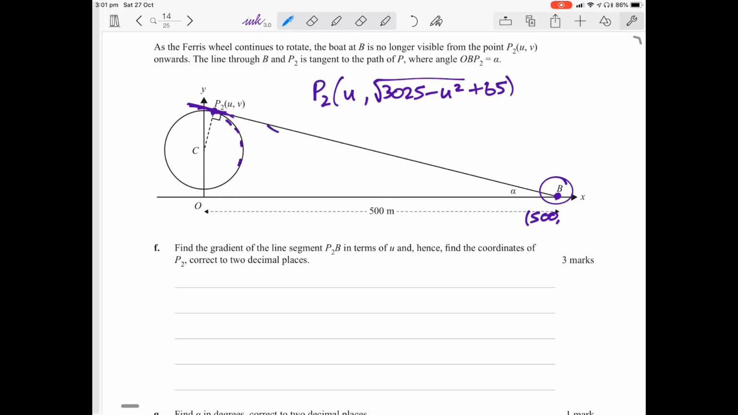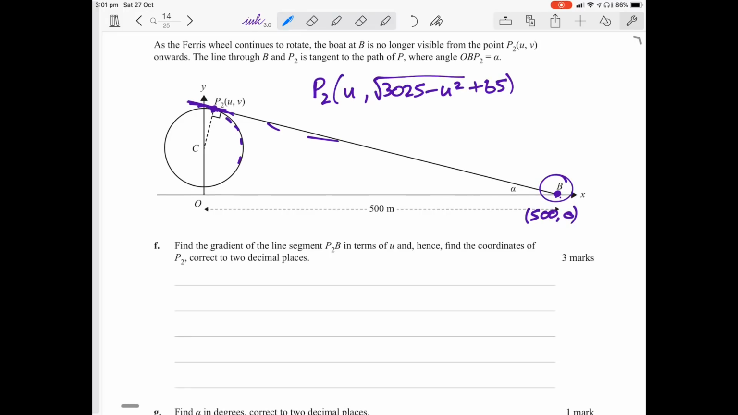Okay, so it's got to go through that point. It's going to be 500 and then 0. So we can say m of P2 to B is equal to y2 minus y1 over x2 minus x1, which is 0 minus root 3025 minus U squared plus 65 on U minus 500. So that's our gradient between those 2 points.